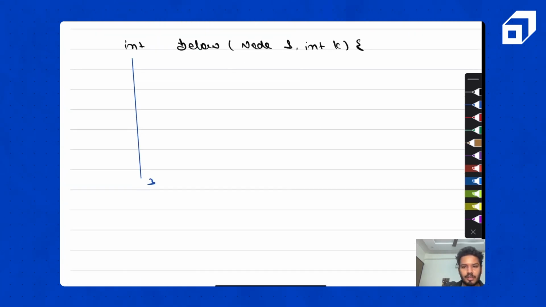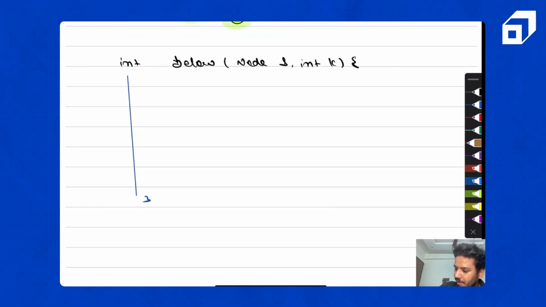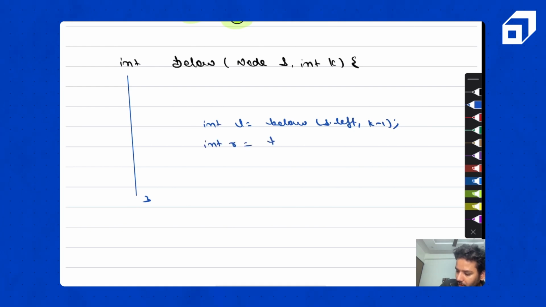Coming to the code part, code is going to be relatively very easy. The same thing, I will ask my left child, hey left child, tell me how many nodes do you have below you at a distance k minus 1. Hey right child, tell me how many nodes do you have below you at a distance k minus 1, and I'll return L plus R.